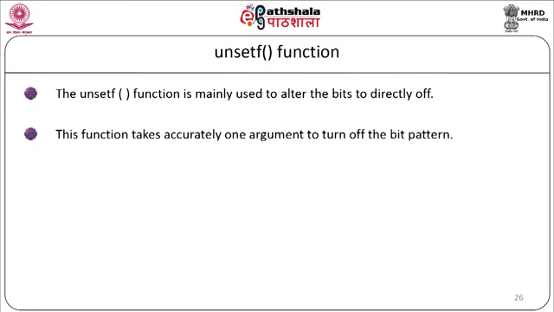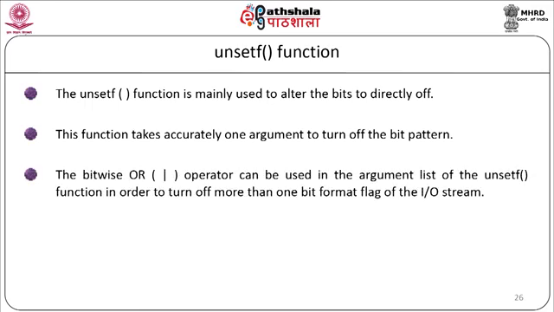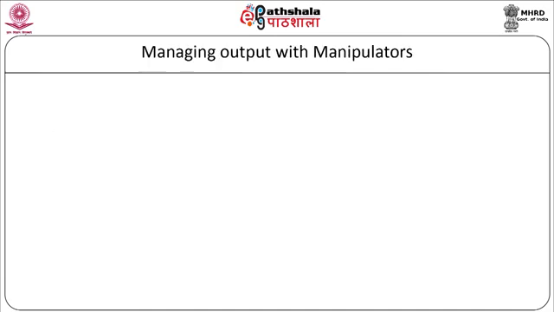Unsetf. The unsetf function is mainly used to alter the bits to directly off. This function takes exactly one argument to turn off the bit pattern. The bitwise OR operator can be used in the argument list of the unsetf function in order to turn off more than one bit format flag of the iostream. The syntax is cout.unsetf(flags to be turned off).